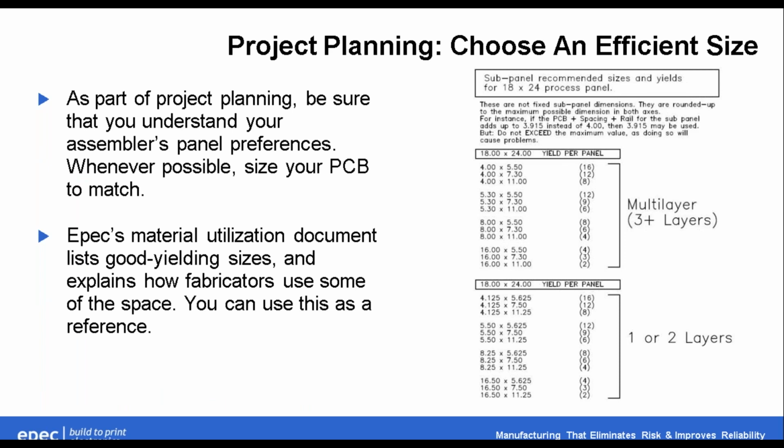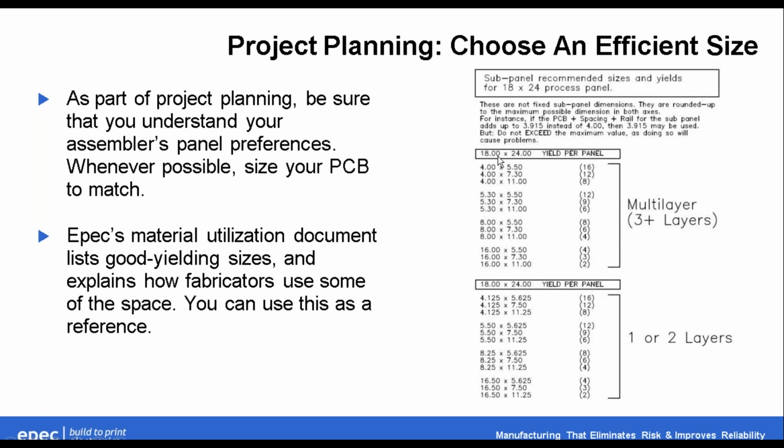So my suggestion is that at the project planning stage, try to choose an efficient board size. If you have a contract manufacturer or an assembler, find out what their panel preferences are, and if you can design your board to match their assembly panel size, everybody's going to be happy, and you'll save some money. EPIC's material utilization document here at the right lists some good yielding sizes, and it explains how fabricators use some of the space. You can use this as a reference, and I have this available if anybody is interested in seeing it.